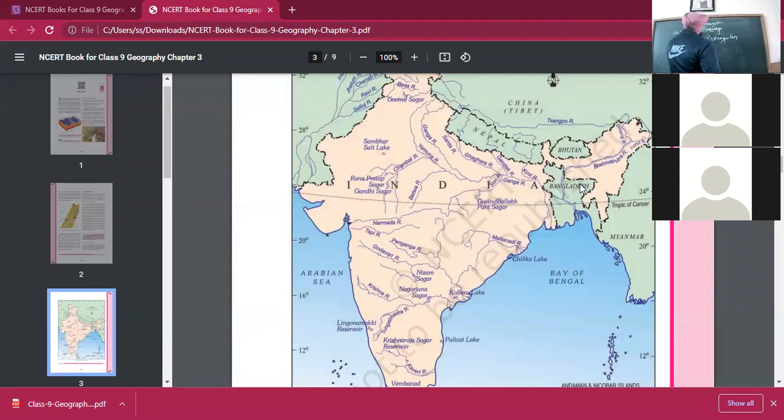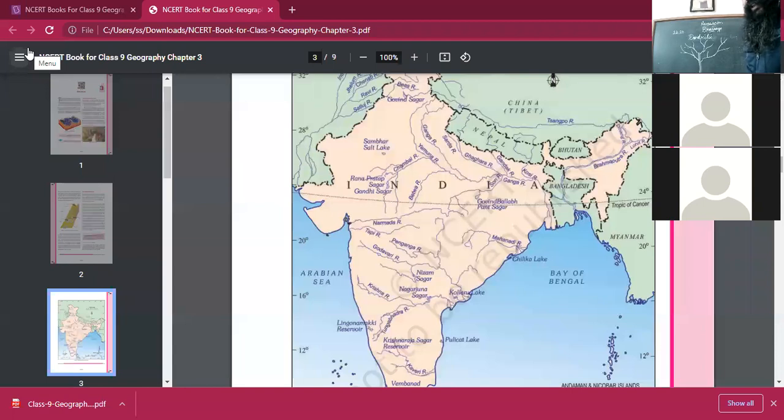Next, the dendritic pattern resembles a tree shape, in which a number of streams of the river come from different directions and join the main river. The dendritic or tree-shaped pattern is the most common and widespread pattern to be found on the earth's surface.